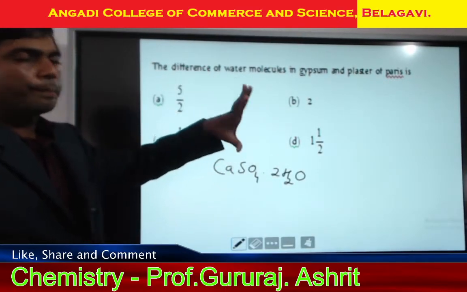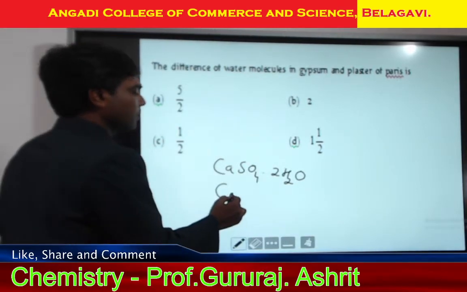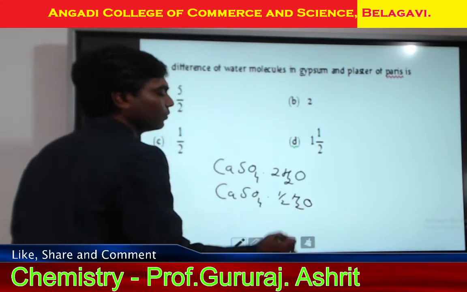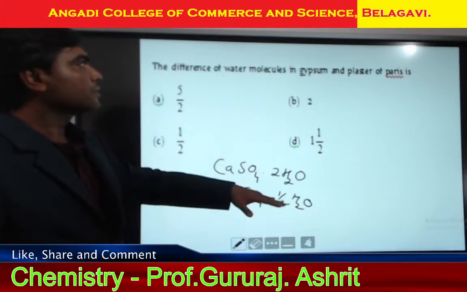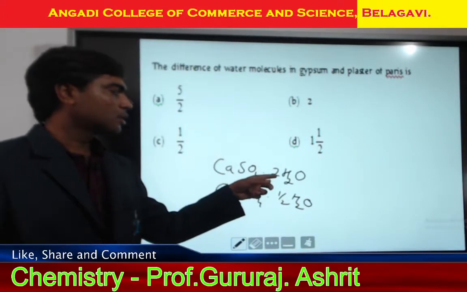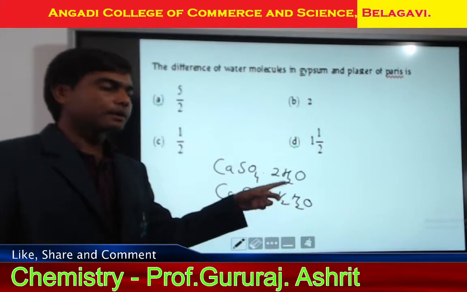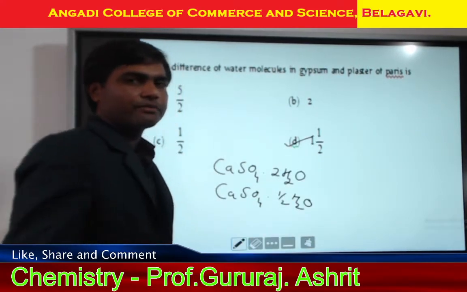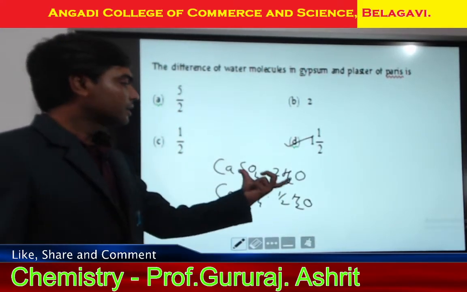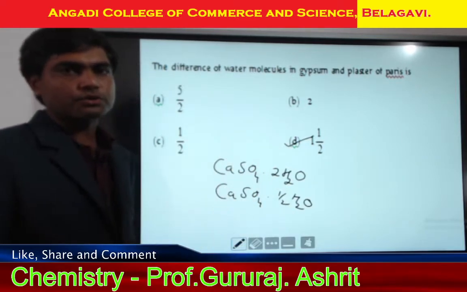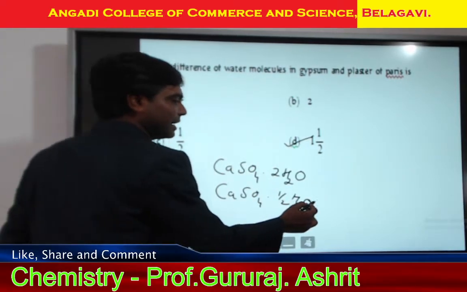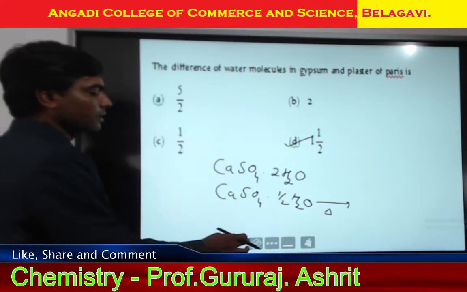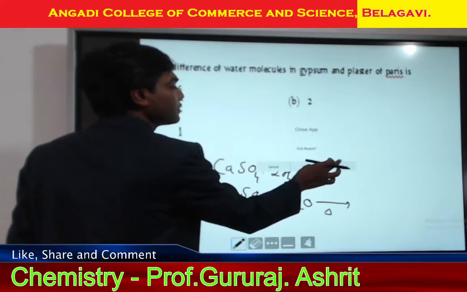And when you go for POP, plaster of Paris, the formula is CaSO4.½H2O. So what is he asking, what is the difference of water molecules? You can see here, 2 are there and half is there. So what is the difference? It is 1.5 molecules of water between gypsum and plaster of Paris. Okay, and when you again heat this compound, you get the dead burnt gypsum, that is very dry calcium sulfate.